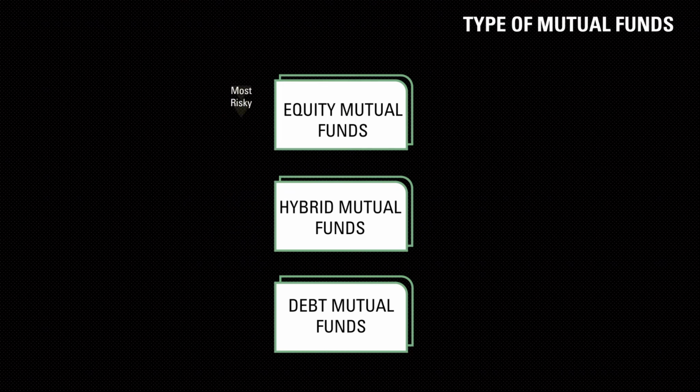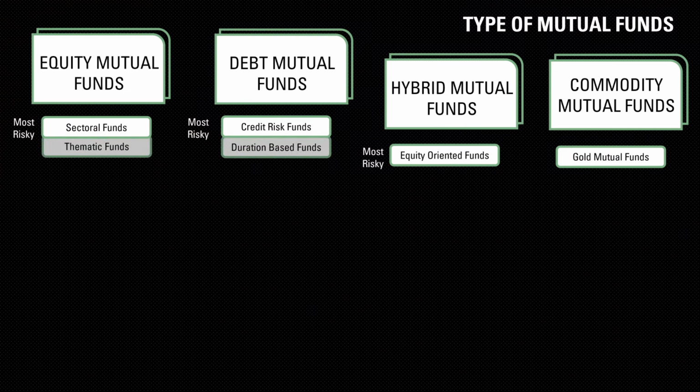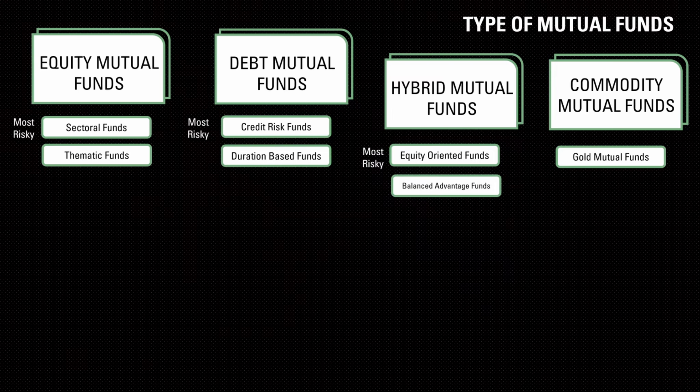Now coming to the major heads, this is what the risk order looks like. Equity is the most risky and debt is the least risky. Now if we go into the subtypes within these three categories, this is what the risk order would look like. So in the respective categories, at the top you will find the most risky type and at the bottom the least risky.